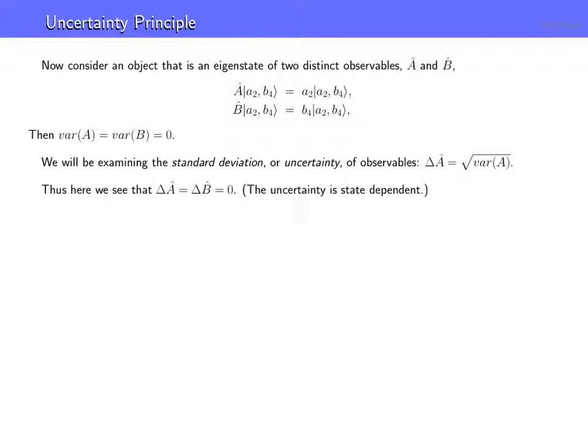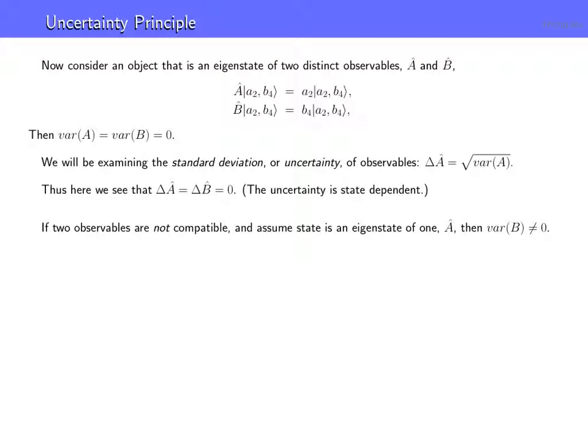Now, here's the point. So we say here that if this state is an eigenstate of both of these observables, we see that both of the uncertainties are 0, obviously. And we said earlier with the commutator that that means the commutator of A and B vanishes. That's what we heard in the earlier lecture. But if the commutator doesn't vanish, then A and B are incompatible.